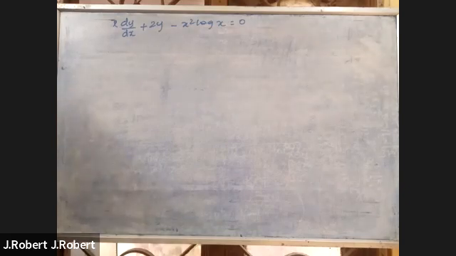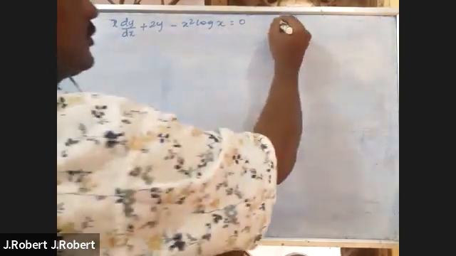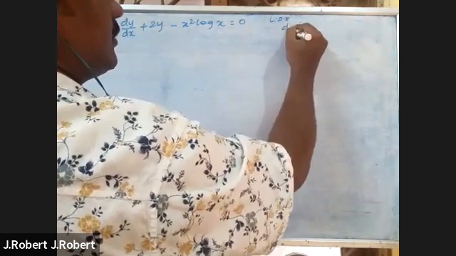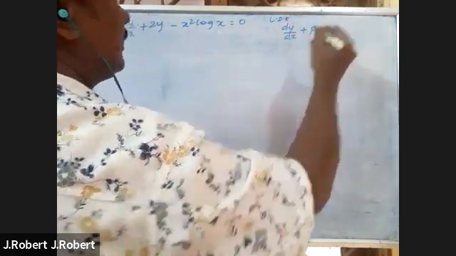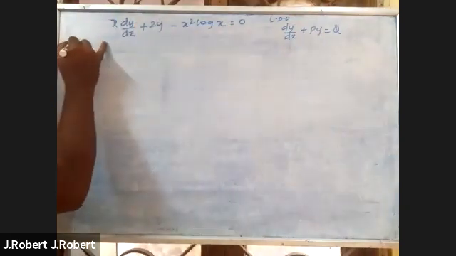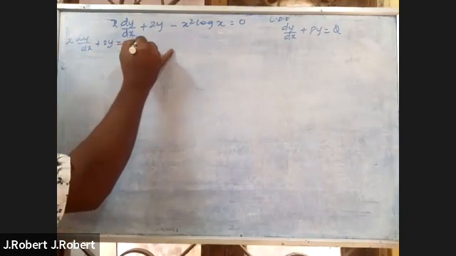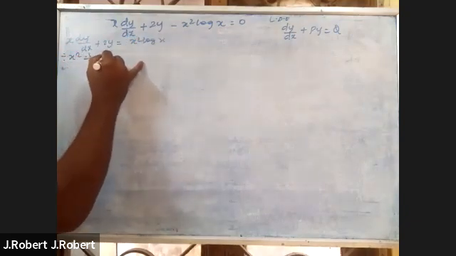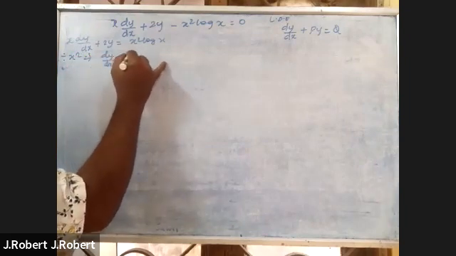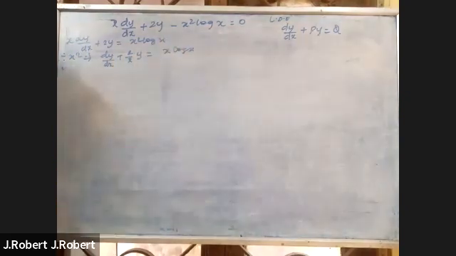Okay, so now x is in front. A linear differential equation is of the form dy by dx plus py is equals to q. Now arrange in order. x dy by dx plus 2y is equals to x square log x. Dividing throughout by x, this implies dy by dx plus 2 divided by x into y equals to x log x.